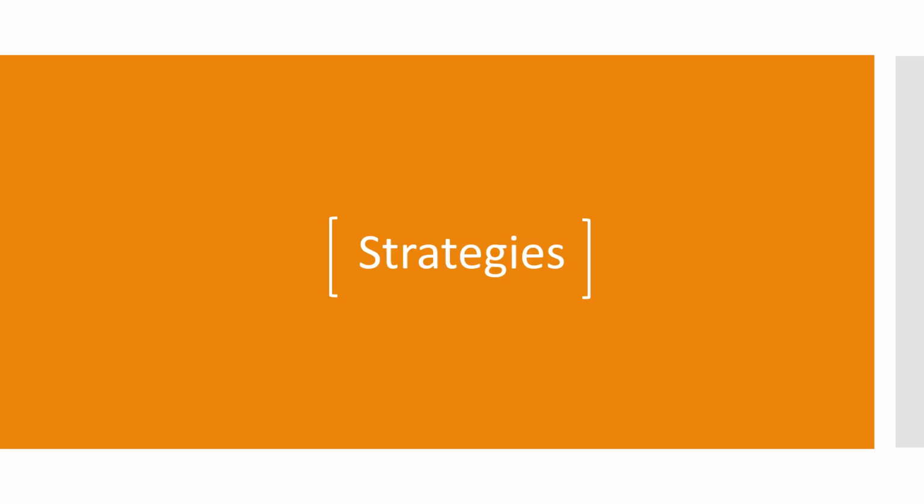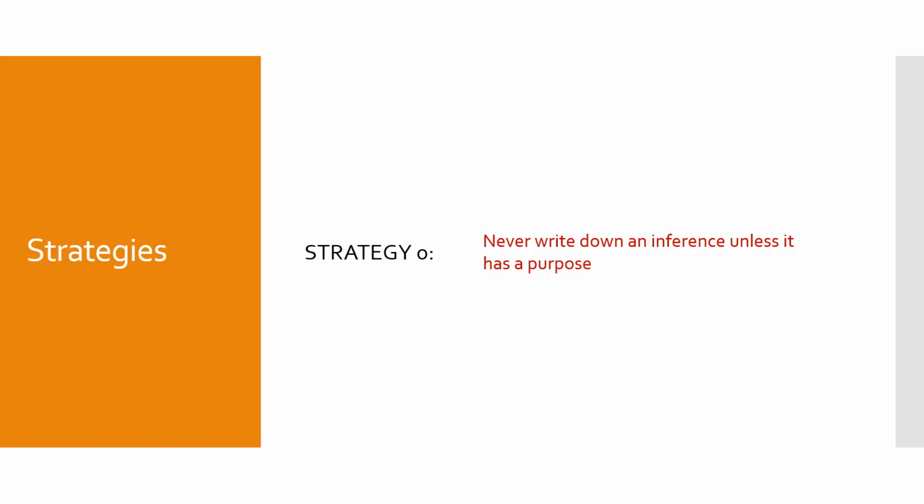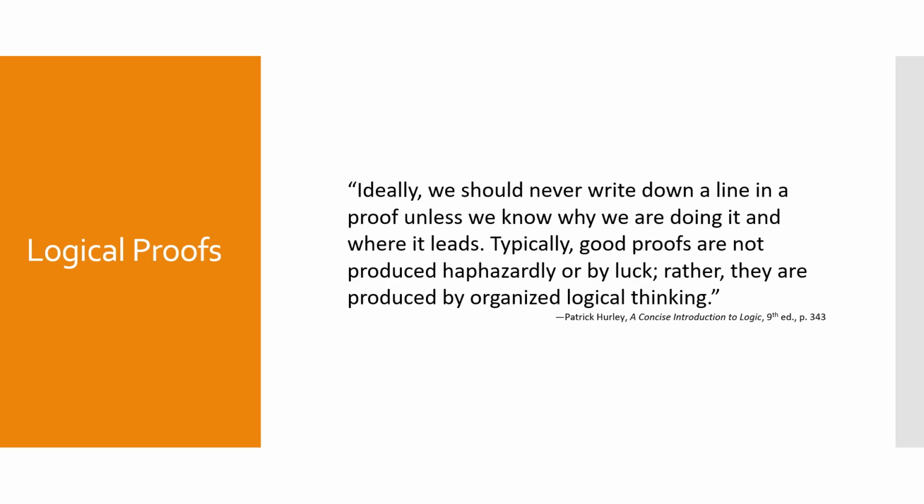Now, the last point to make in this video is to discuss some basic strategies to think about as you start to work through constructing proofs. Now, the first point to make is less a strategy than it is just a rule about constructing proofs. So I'm going to call it strategy 0 so I don't deviate too far from the book. The basic claim is this: never write something down in a proof unless it has a clear purpose. As Hurley notes, ideally, we should never write down a line in a proof unless we know why we are doing it and where it leads.